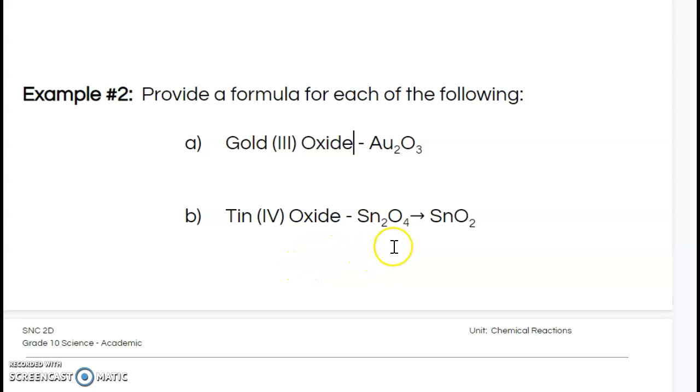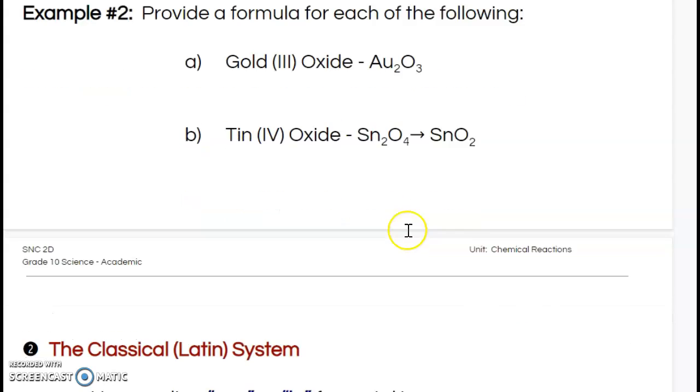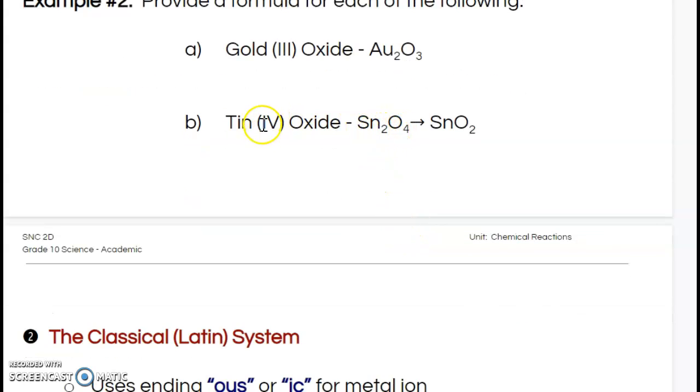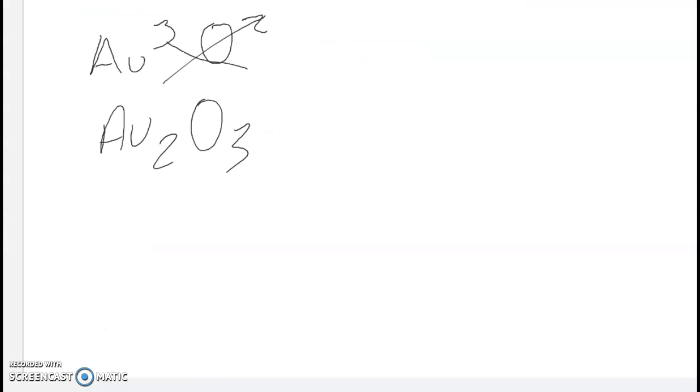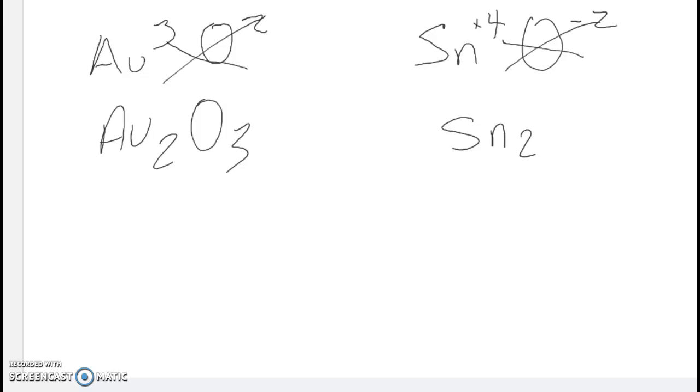Tin(IV) oxide. Actually, I kind of did it here for you. So tin(IV), we know there would be a 4 up here. Tin has a charge of positive 4, and oxide has a charge of negative 2. We cross over, and we're left with Sn2O4. But again, this is not the appropriate ratio, so we can cancel these out.